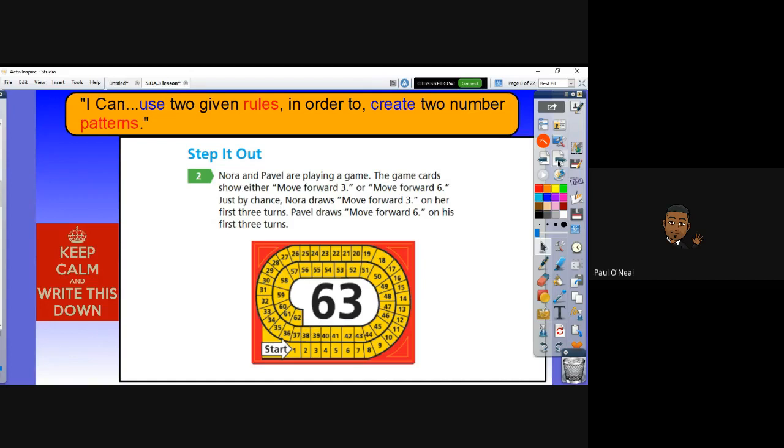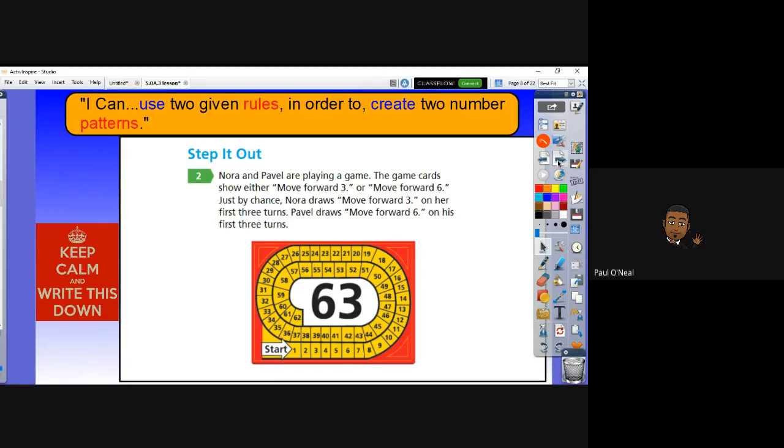I'm just going to say Pavel. Nora and Pavel are playing a game. The game cards show either move forward 3 or move forward 6. Just by chance, Nora draws move forward 3 on her first 3 turns. Pavel draws move forward 6 on his first 3 turns.